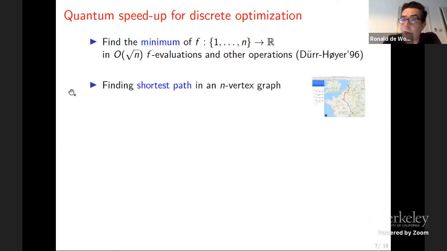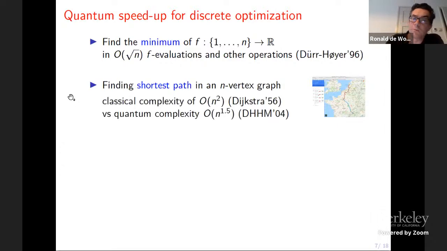Another example is finding shortest paths in graphs. So this is one of the applications I mentioned in my first slide. This is a problem that's being solved all the time. You know, Google Maps solves this. The navigation software in your car solves this. And the classical complexity of this problem, so think about the map as an n-vertex graph given as a matrix, let's say, where the ij entry will give you the distance between city i and city j. And then you can find the shortest path in this graph classically in order n squared time. This is Dijkstra's algorithm, which he actually did when he was at CWI.